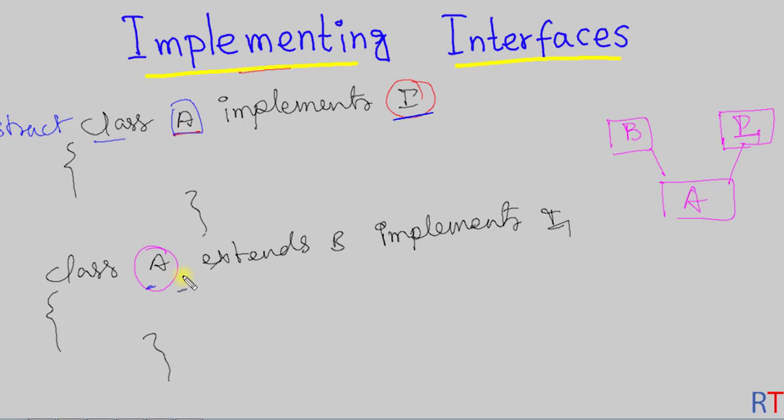The class A can extend one class but can implement several interfaces, and to do that we have to separate the interfaces with commas. Like we can have comma I2 and I3, and this way one class can implement several interfaces.